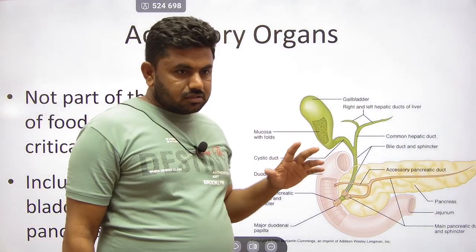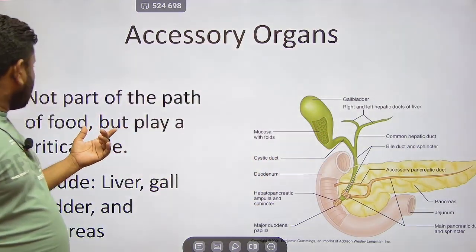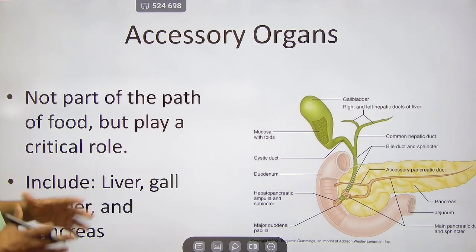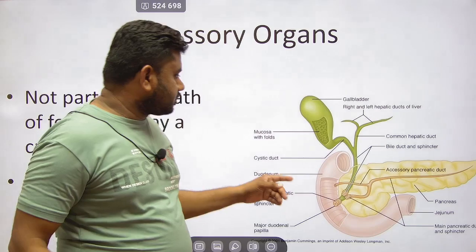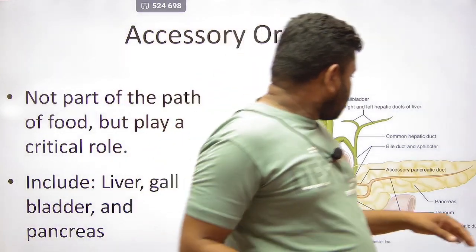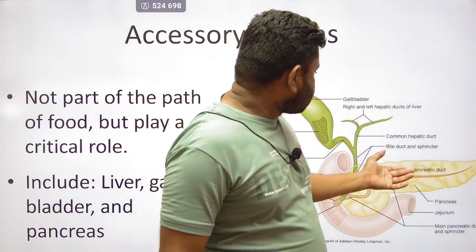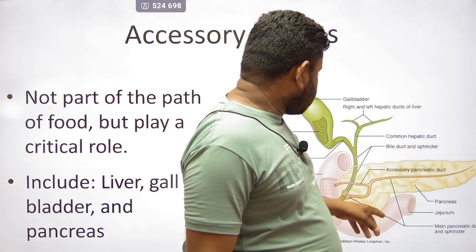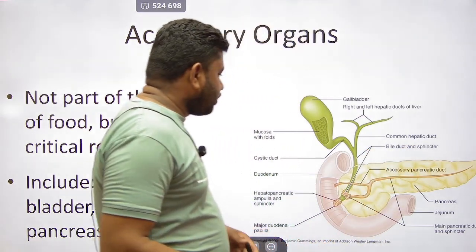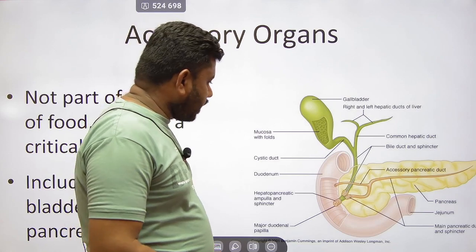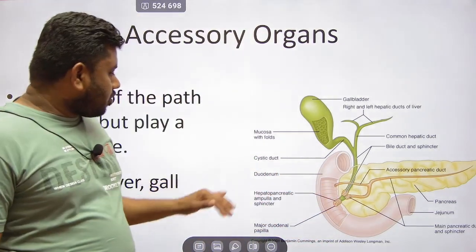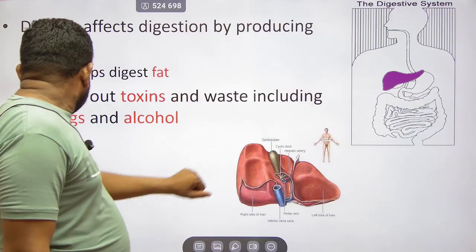Accessory organs. Now see, they are not part of the path of food but play a critical role. This is also the pancreas and accessory pancreatic duct, and it gives the bile duct and a sphincter inside. When it gives and mixes with our eaten food, it gets properly digested.